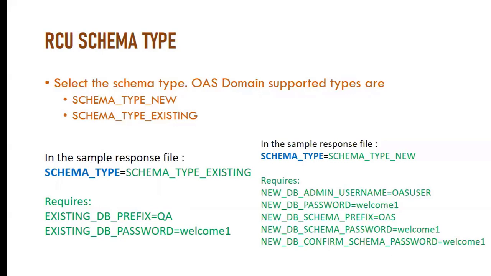Here we are going to use the new database admin username, that is the DBA privileged username and password, and you can have the schema prefix, the schema password which you want to use, and confirm password. These are the values you need to provide for the new RCU which you want to create from the silent response file.